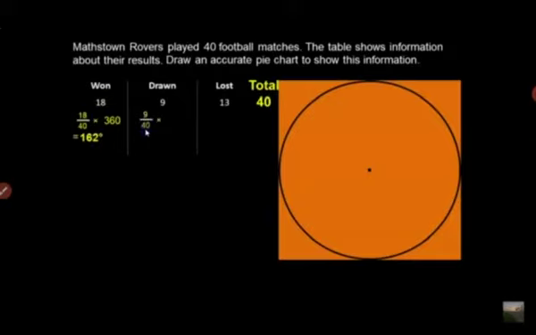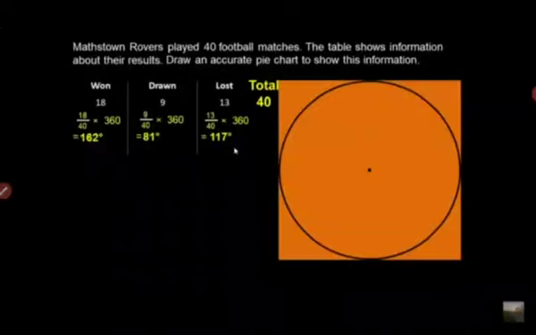Drawn is 9 out of 40 times 360. We already know 360 divided by 40 is 9. So 9 times 9 is 81 degrees. The last one is the same as the previous one, so 13 times 9 will give you 117 degrees.